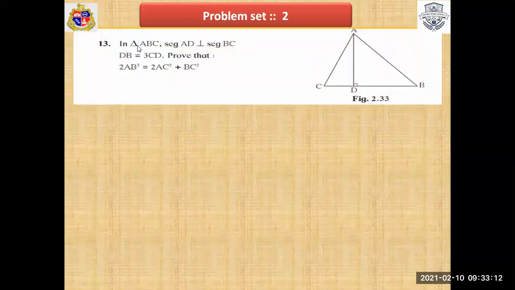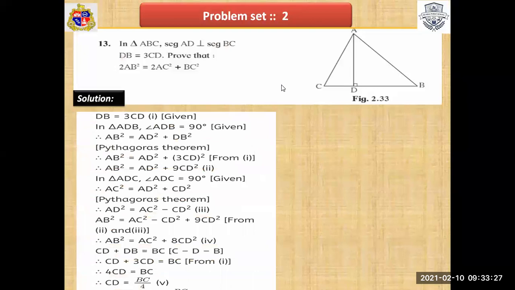Question number 30. In triangle ABC, AD is perpendicular to BC and the given condition is BD is 3 times CD. Prove that 2AB square is equal to 2AC square plus BC square. First write the given condition.